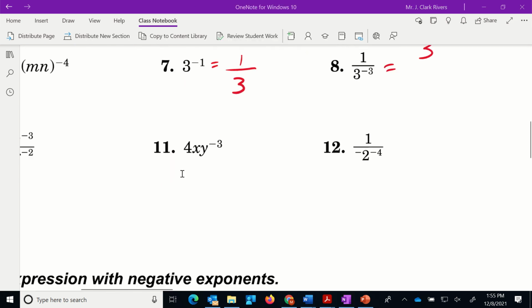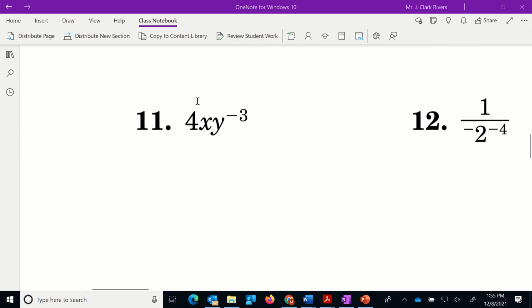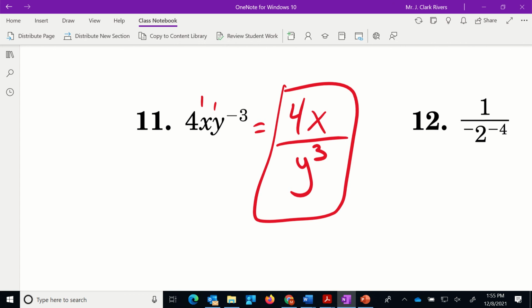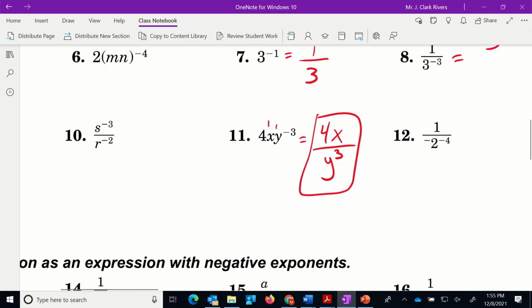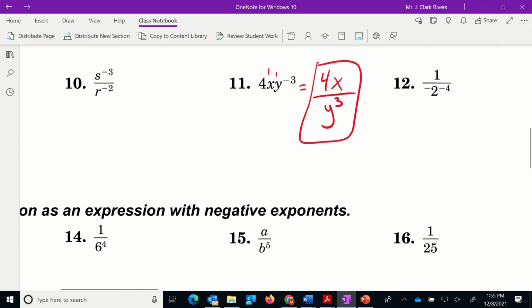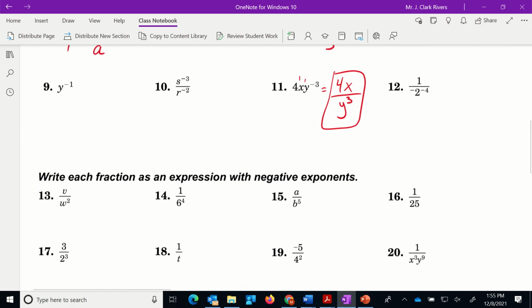Let's take a look at 11 together. 4 to the power of what? Lucy, what is 4's exponent here? 1. What is the exponent of x? 1 as well. So because those have a positive exponent, we do not move them. They stay in the numerator. 4 times x over y to the power of negative 3. We're going to move that to the other side, to the denominator, and we get y to the power of now positive 3. So there we go. Anytime you have a negative exponent, you have to move that term to the other side of the fraction. Okay?